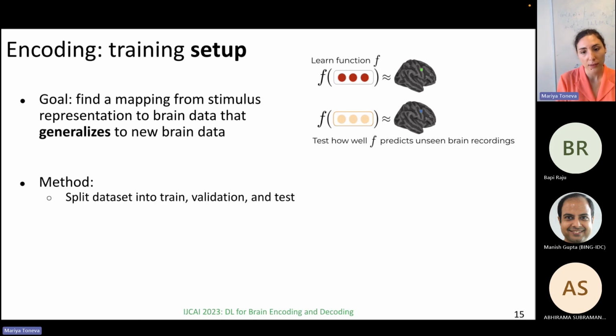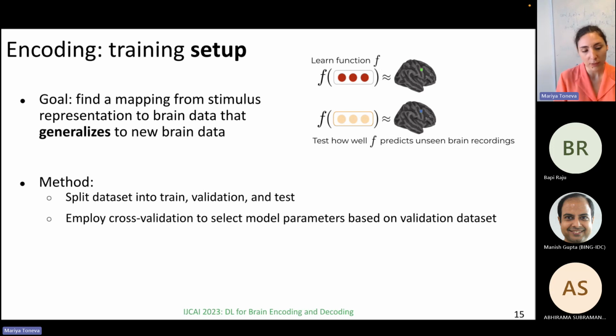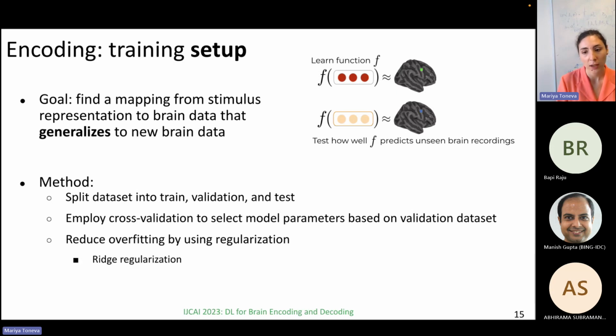And so here the method is we need to split the data set into a train, validation, and test set, which of course, I'm sure many people in the audience are already familiar with from the machine learning background. And we definitely want to employ cross-validation to select the model parameters based on this validation data set. And again, we use regularization to avoid overfitting here. The most common technique that we use is ridge regularization.